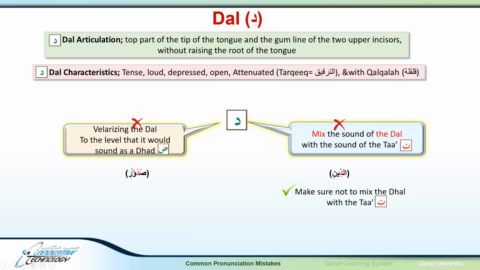Sudur, sudur. So the dal has been given a velarization. The dal and the dhad are from the same articulation point, so giving the dal an extra velarization would make it sound like a dhad, and this is wrong. What we need is to pronounce it like this: صدور, sudur, and not sudur. You need to make sure the dal remains attenuated enough so it wouldn't be mixed with the dhad.